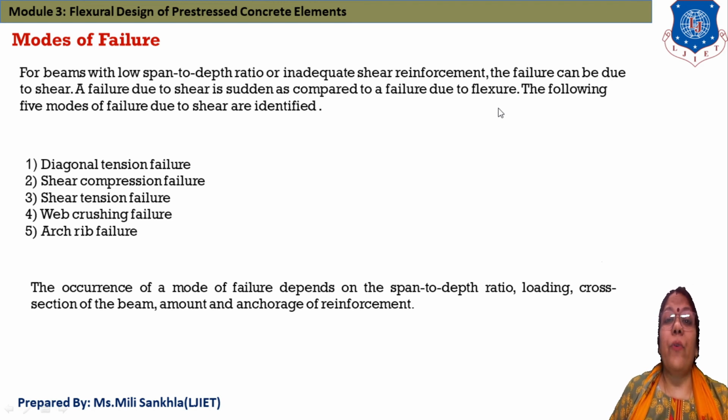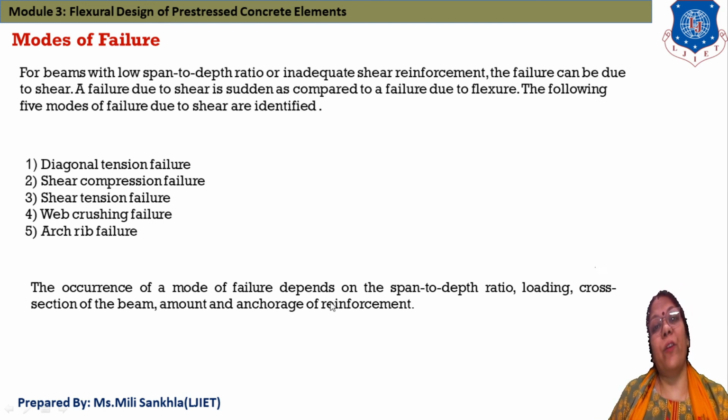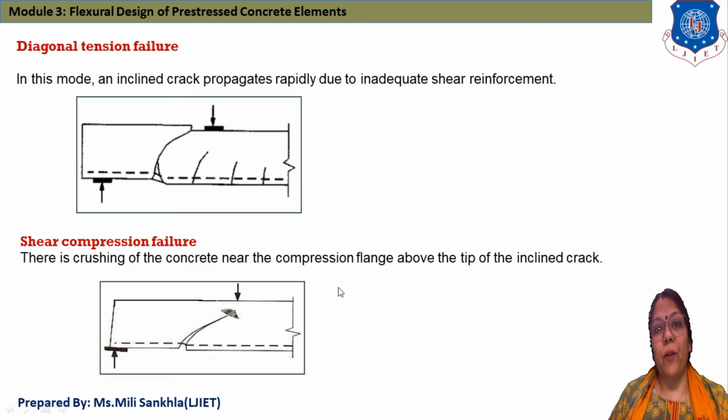Now, the different types of failure we discuss with images. First is diagonal tension failure. Second is shear compression failure, then shear tension failure, web crushing failure, and arch reeve failure. Simply, the failure or crack width depends upon the span to depth ratio. The failure of our pre-stressed concrete member depends upon the span and depth of the beam, then loading, cross section area of the beam, and amount and anchorage of reinforcement. Now one by one.